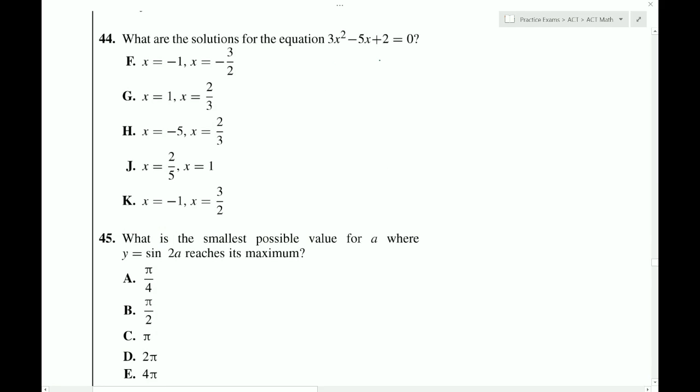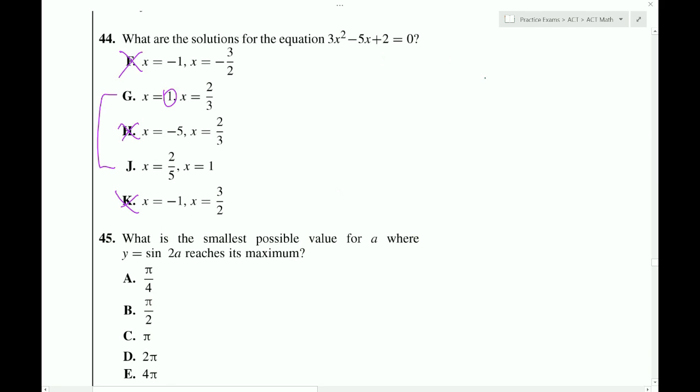Alright? What are the solutions for this equation? So for this one, I would just plug them in, starting with 1, because that's easy to plug in. So 1 squared is 1 times 3 is 3. Minus 5 plus 2. 3 plus 2 is 5, minus 5 is 0. This works. So 1 works. Anything that doesn't have 1 is out.